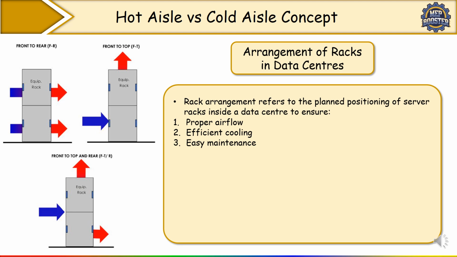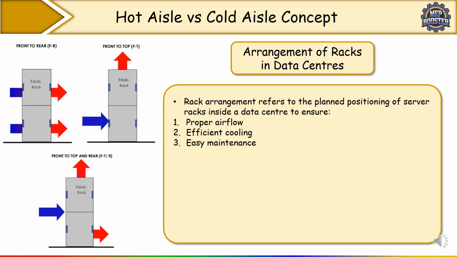So why is rack arrangement important? Because of proper airflow. You know that servers need cool air in and must expel hot air out. If racks are placed randomly, the hot and cold air mix and cooling becomes inefficient. That is why rack arrangement is very important. Proper airflow is very important.